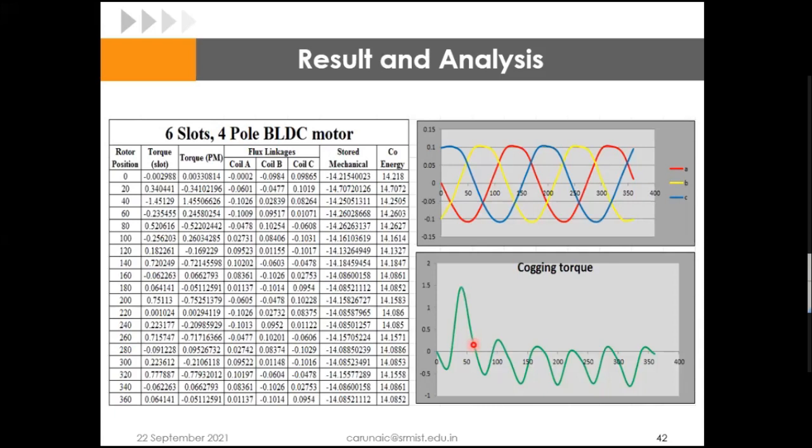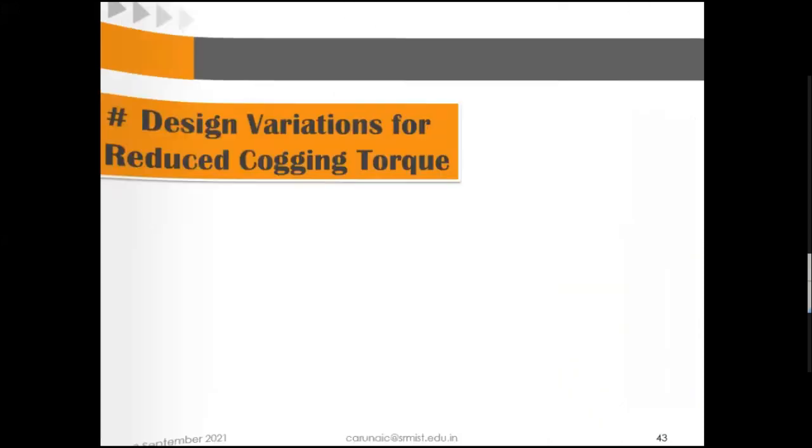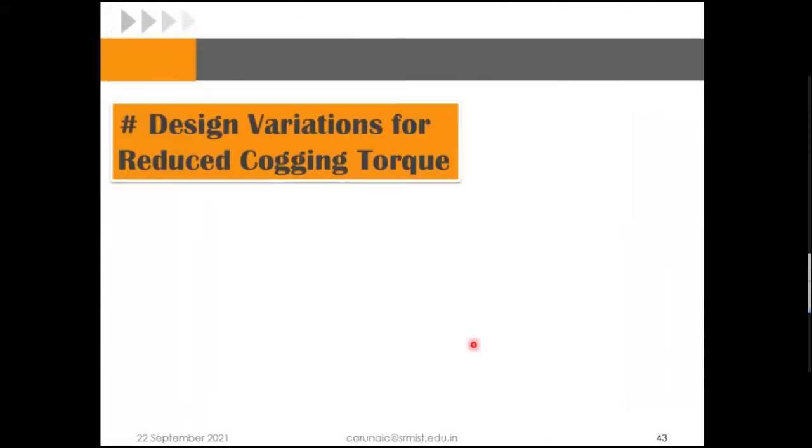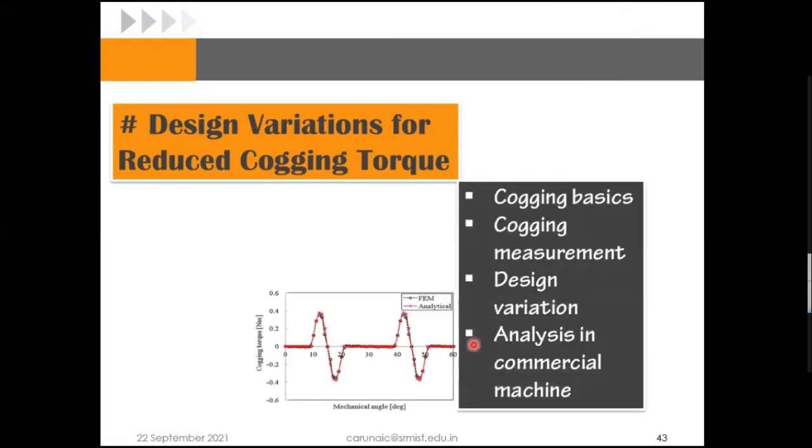On this motor only, we are now going to perform the cogging torque minimization technique. So far we have seen the basics of the BLDC motor and how to design it. We took a commercial motor, designed it, and verified it with the results. Now we are going to see the design variations for cogging torque reduction. Before that, in this section, we are going to see the basics.